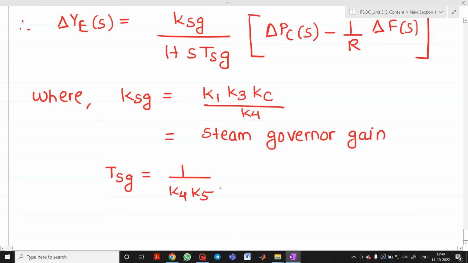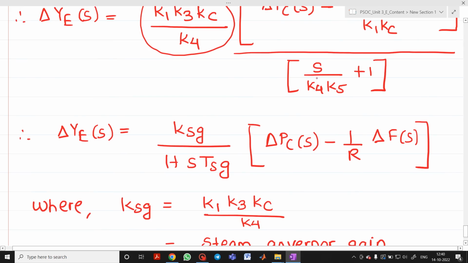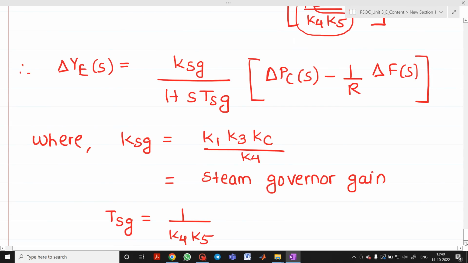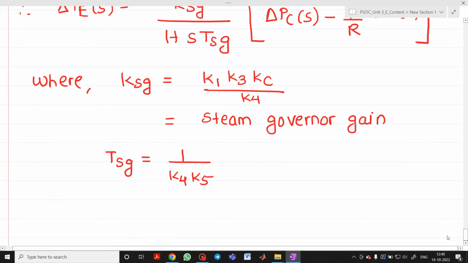Then what is TSG? TSG will be equal to 1 upon K4 into K5. So this 1 upon K4 into K5 is nothing but TSG, and you will get 1 plus S into TSG. The meaning of TSG is the steam governor time constant. This SG stands for steam governor, or speed governor also.